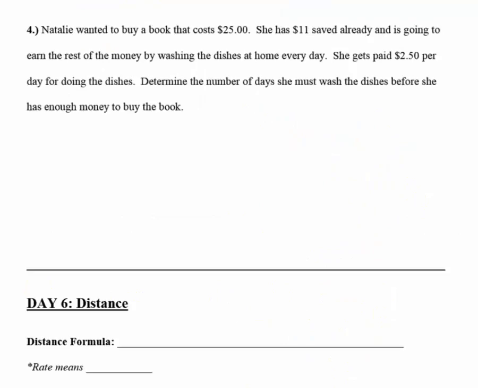Okay, number 4. Natalie wanted to buy a book that cost $25. She has $11 saved already and is going to earn the rest of the money by washing the dishes at home every day. She gets paid $2.50 per day for doing the dishes. She already has $11 saved and the book costs $25. So we're looking for the number of days. So there's my let statement. Let X equal the number of days.